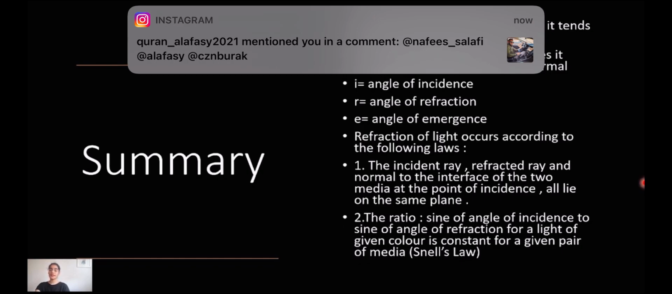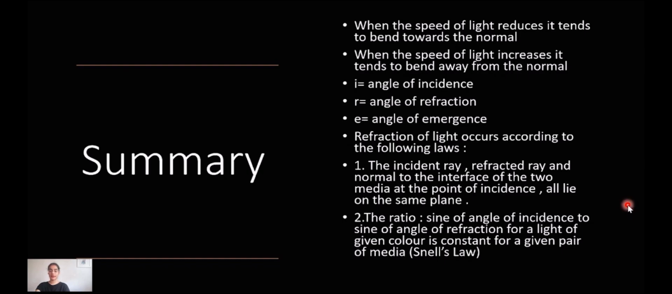The ratio of the sine of the angle of incidence to the sine of the angle of refraction, that is sin i by sin r, is a constant, and this constant is equal to the ratio of the refractive indices of the two media. This is termed Snell's law, which is also followed for curved surfaces. So refraction of light at plane surfaces occurs according to these two laws, and these two laws are also followed for curved surfaces.